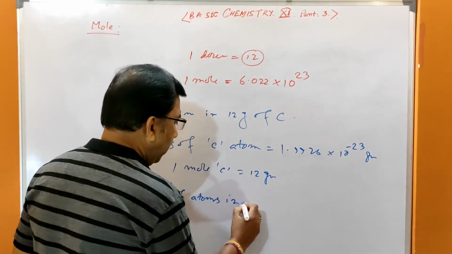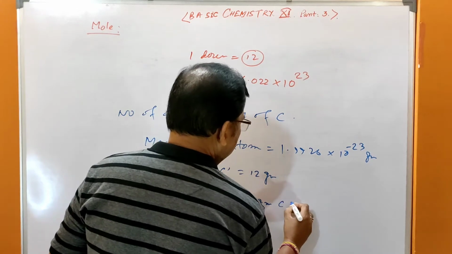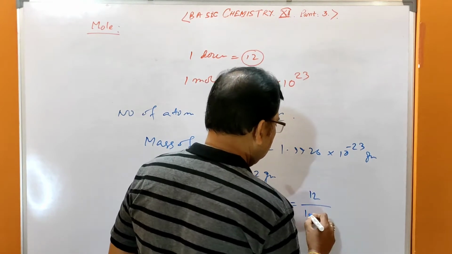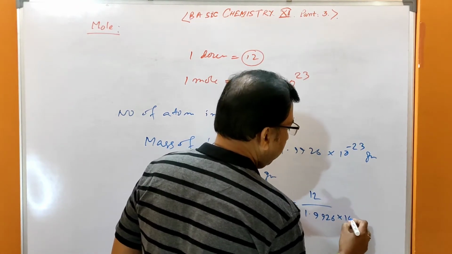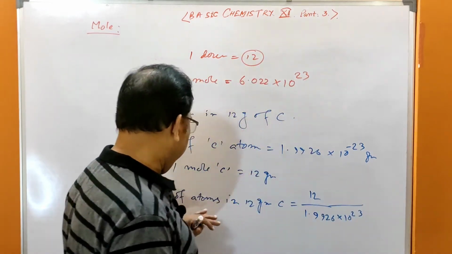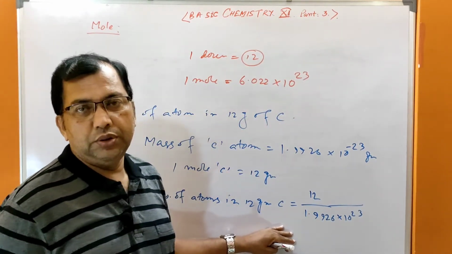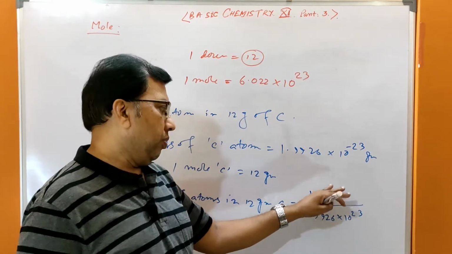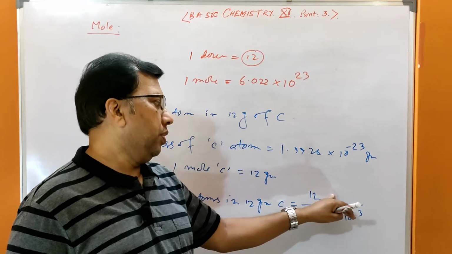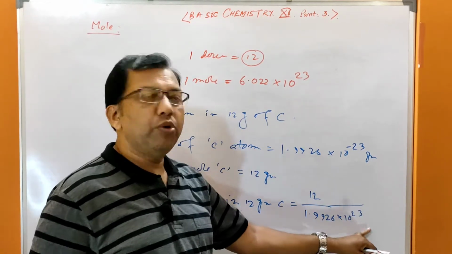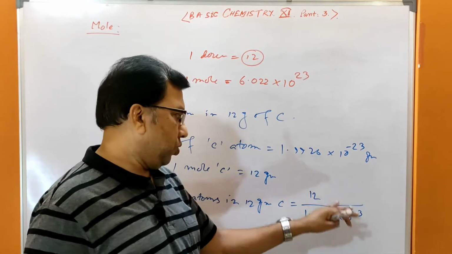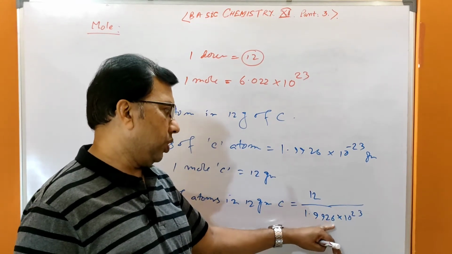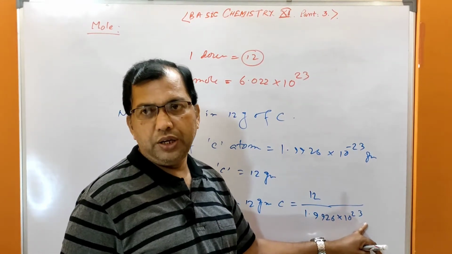atoms in 12 gram carbon equals, how much will it be, 12 by 1.9926 into 10 to the power minus 23. Number of atoms in 12 gram of carbon. This is per mole per carbon 12 isotope. So this 12 gram by 1.9926 into 10 to the power minus 23.